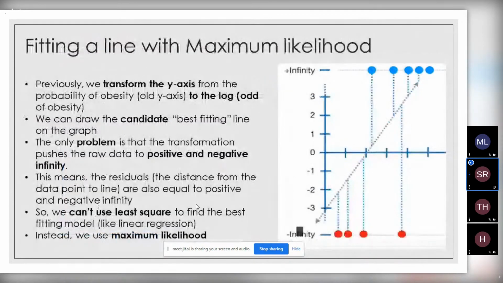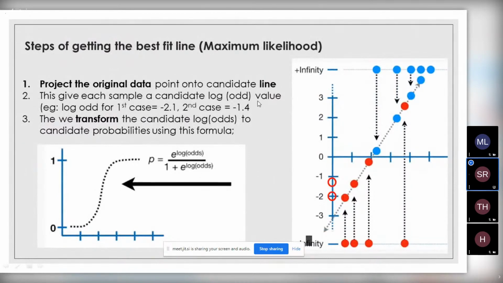Okay. So how do we get the maximum likelihood, the best fit line? First, using this candidate line, we project our original data onto this line. Like this. And then we transform the log odd back to the probability using this formula: P equals exponential log odd divided by 1 plus exponential log odd. So how do I get this? Actually, this is the odd equation reordered. Later I will show you. So let's say the first case, we push it onto the line and we get the coefficient negative 2.1. The second case is coefficient negative 1.4. And then we just plug into the formula and we get our probability for each case.